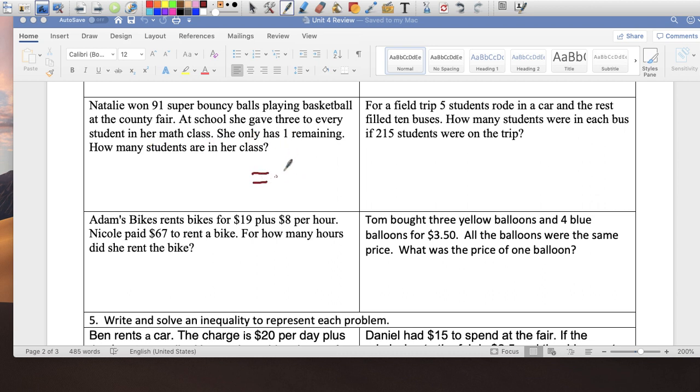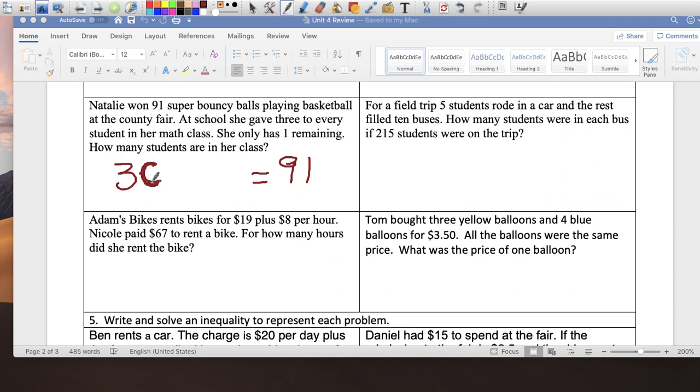Well, what do we know? We know that there were 91 bouncing balls. So she gave a bunch to her classmates, right? 3 to each classmate. Instead of students, I'm going to call it classmates because I'd rather write C than S. So the unknown is classmates.